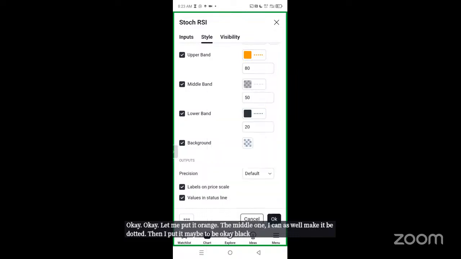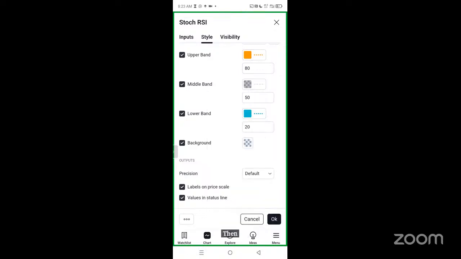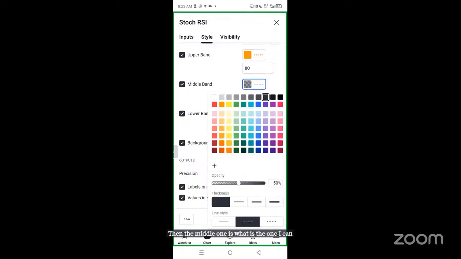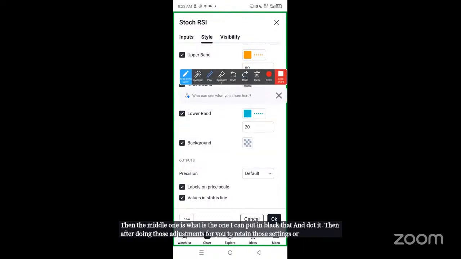And then the lower one, sorry, the lower one, I can keep it to this color. And then the middle one is the one I can put in black, and dotted.